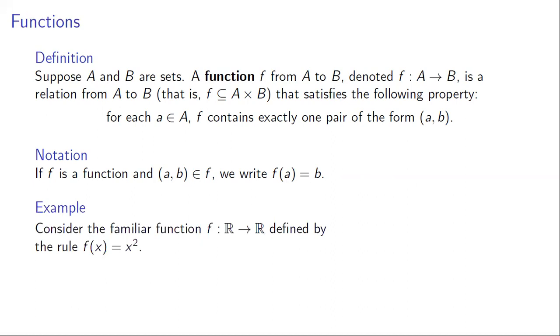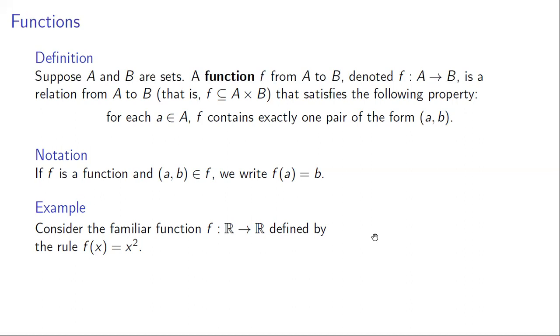So for example, consider the familiar function from the set of real numbers to the set of real numbers defined by the rule f(x) = x squared. So what does that say? The intuition here is that the inputs come from the real numbers. The inputs to the function are real numbers, and the outputs are also real numbers. And the function has the following rule. If you give it an input x from the real numbers, it will give you as output x squared, which is also going to be a real number.